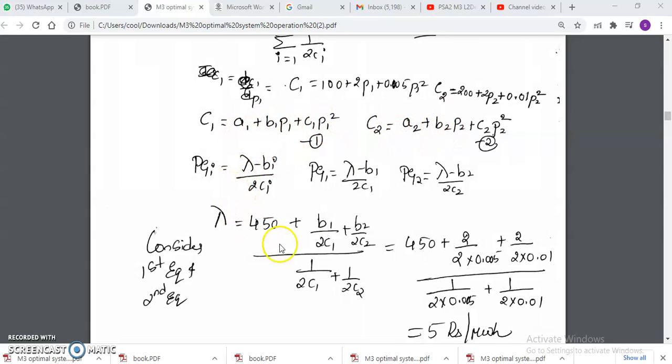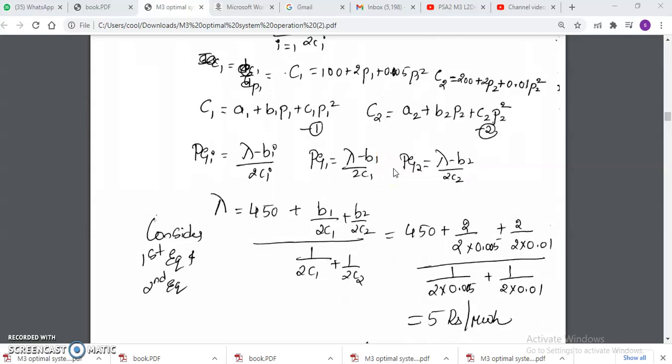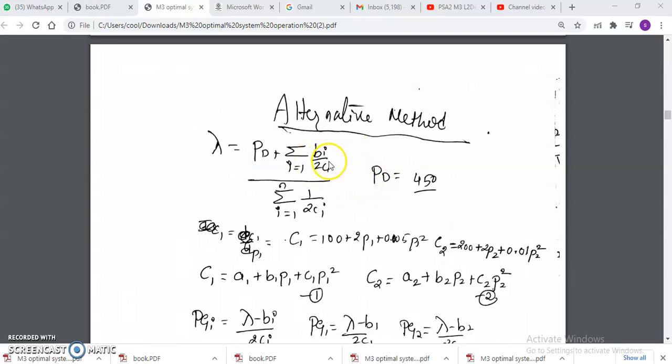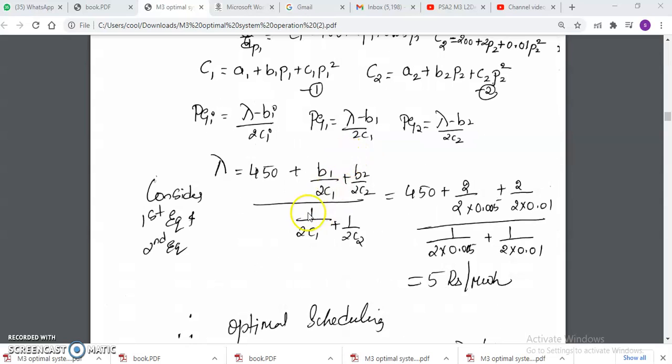Now lambda, and before that I use this formula, another formula also, because we want the optimal schedule of different plants here. So once we found lambda, you can substitute here Pg1, Pg2. Before that we have to find lambda. So lambda will be expanded as 450 plus B1 by 2C1 plus B2 by 2C2. This one expands the 2 plants here. Okay, here also below, 2 plants.